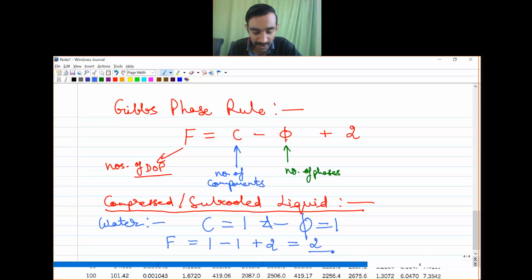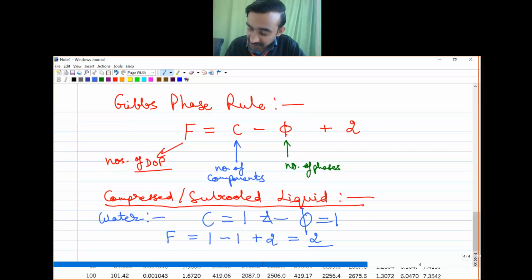system. Okay, so now if you relate this Gibbs phase rule, you will find that it gives the number of independent properties required to specify the state of the system as identical to that of the state postulate. So whatever we have studied in the state postulate, it gives the same number of properties which are required to specify the state.